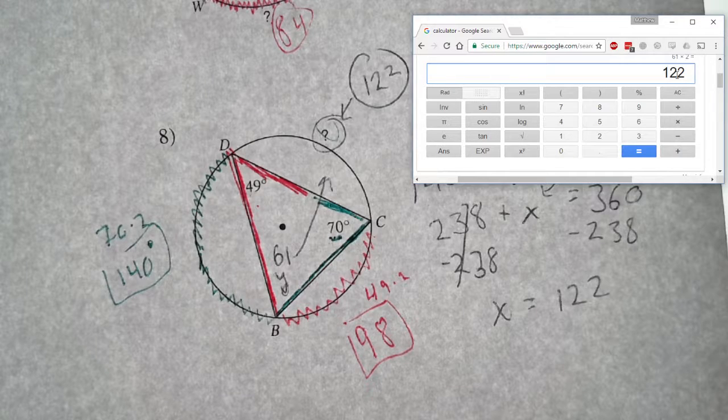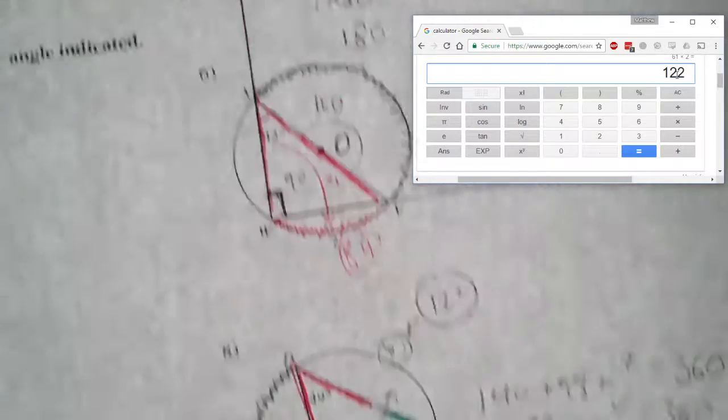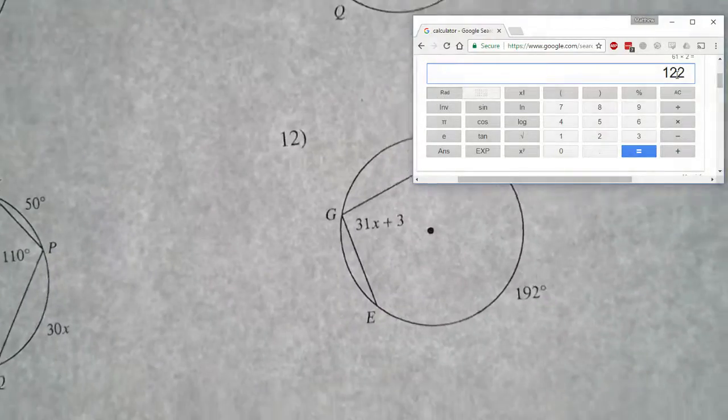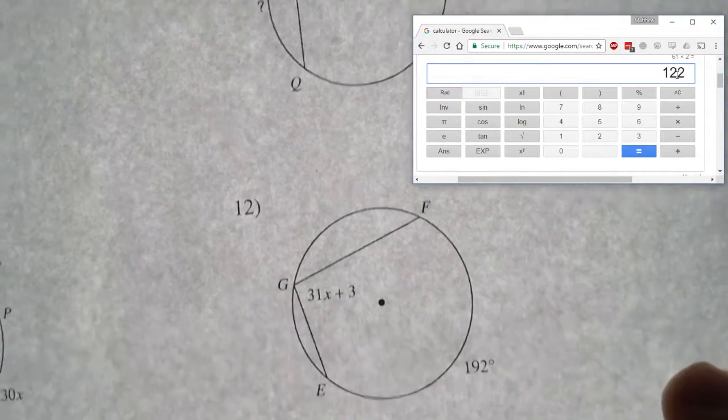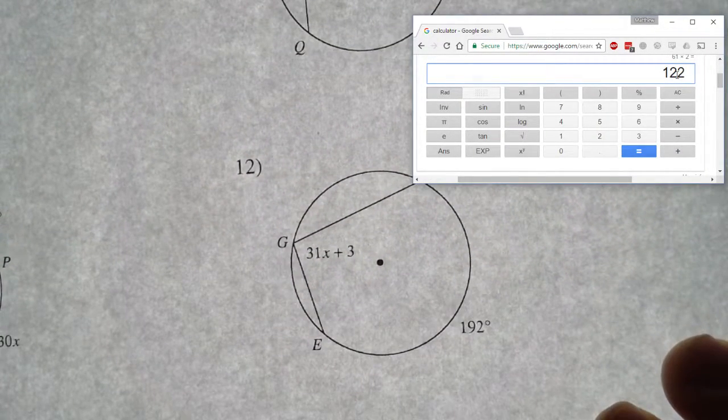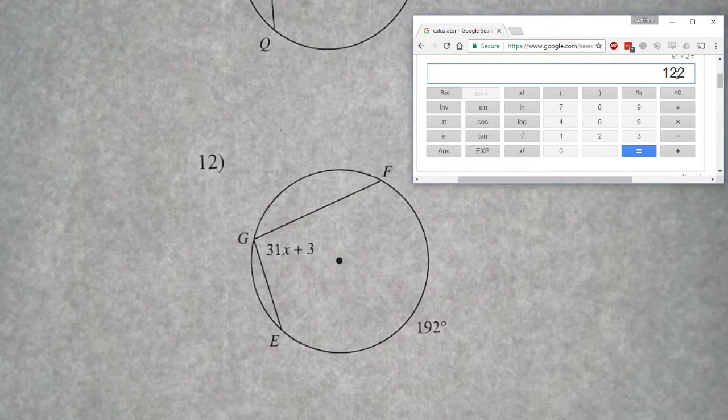All right, let's take a look at maybe one more question, and then you guys have to work on the rest of this worksheet on your own. This is a good one. I want to check this one out.